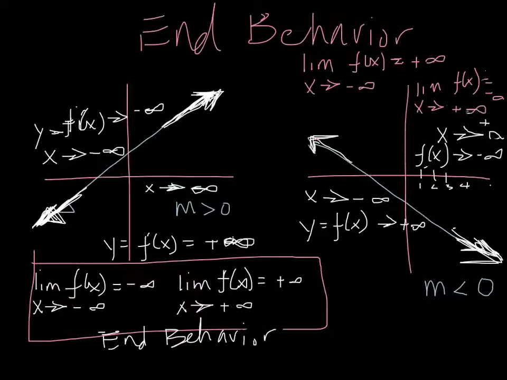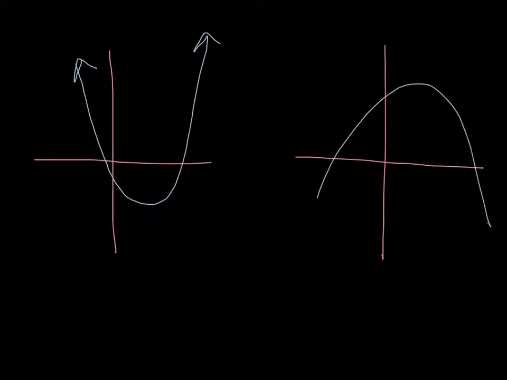There we go. Okay, now that's if it's a line. Let's talk about the end behavior, or what the graph's doing, if it's quadratic. In Algebra 1 and Algebra 2, we talked about quadratics. Here's a quadratic. It opens up, and this is quadratic, opens down.